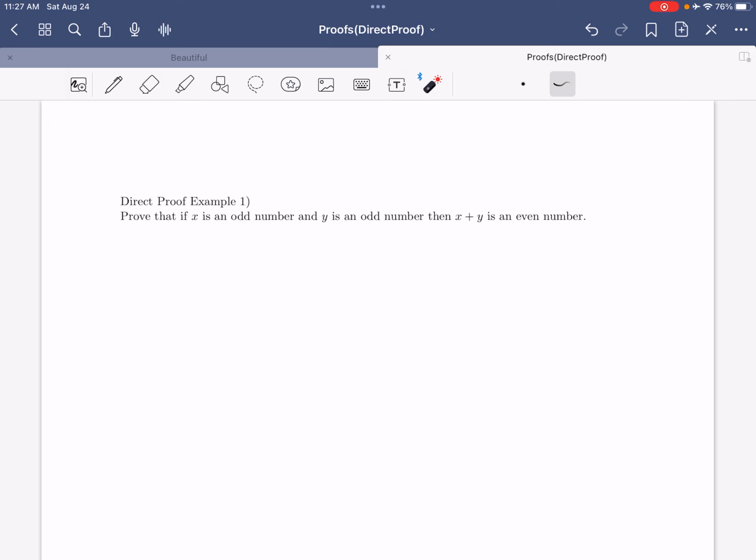But it is definitely not a proof of this statement, because that was only talking about this statement being true in one particular situation where x was 3 and y was 11. We need to prove in generality that no matter what odd number you choose for x, no matter what odd number you choose for y, the sum x plus y is guaranteed to be an even number. That's what's going to make this a mathematical proof. So let's go ahead and try to do some translation before we get started.